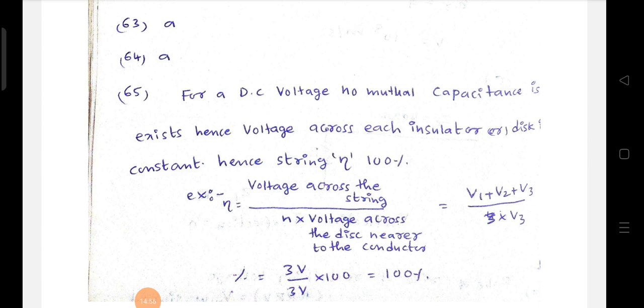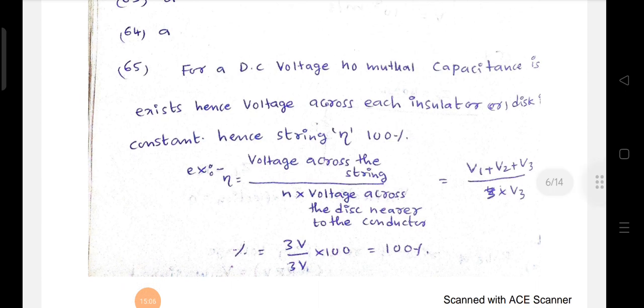Okay, then the string efficiency formula will be: voltage across the string is V1 plus V2 plus V3, that is equal to V plus V plus V, right? That is 3V, divided by n, the number of discs, which is 3, into the voltage across the disc nearer the conductor, V3, which is also equal to V.